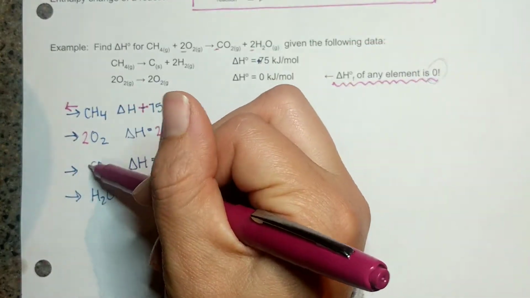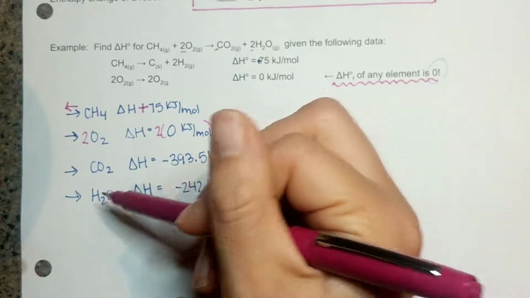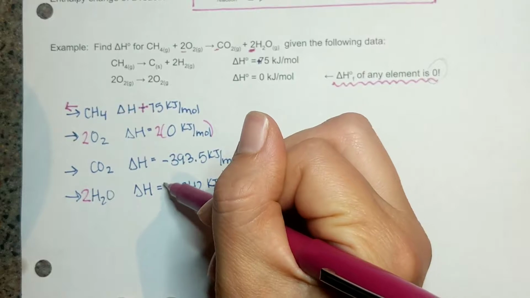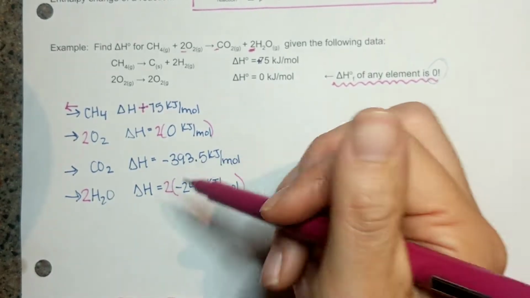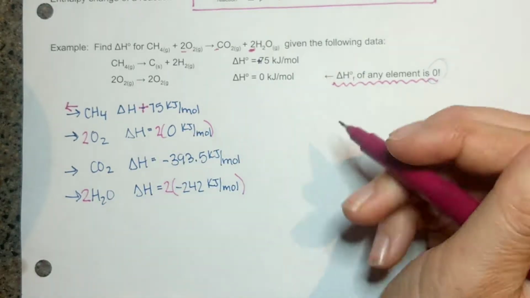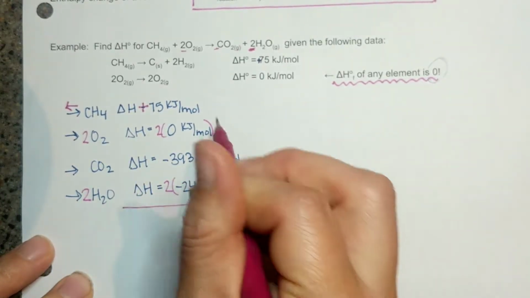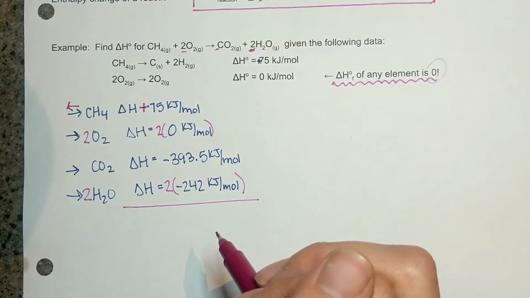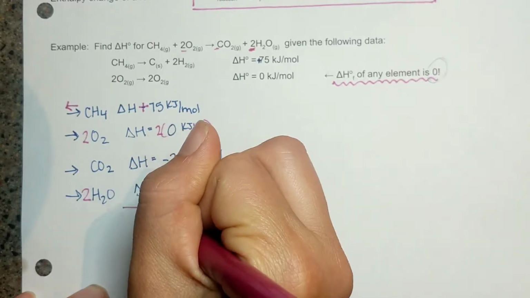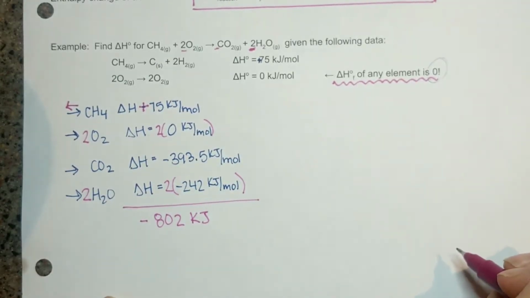Carbon dioxide is a product, and my enthalpy of formation is of being a product, so this stays the same. And then water, we see that water has a 2 in front of it, so I need a 2 here, which means I multiply my standard enthalpy of formation of water by 2, because this is per mole, and I have 2 moles. Doing this, I can add them up. And when I do that, adding these, I get total standard enthalpy of formation of 802 kilojoules.